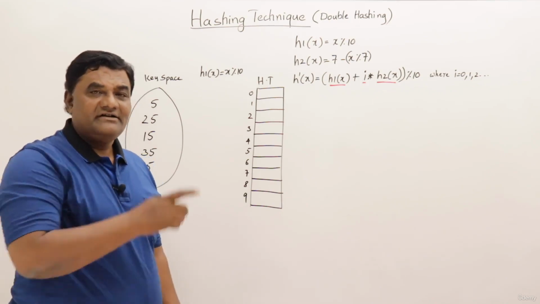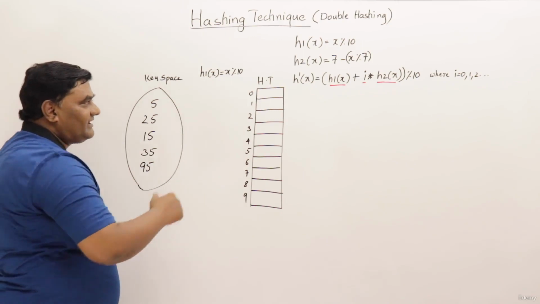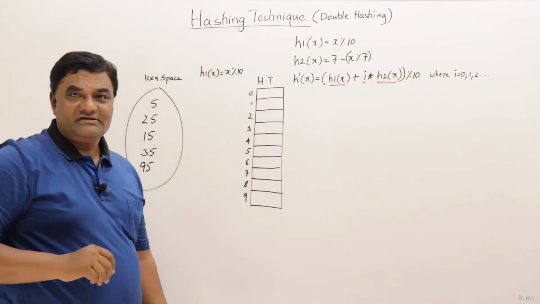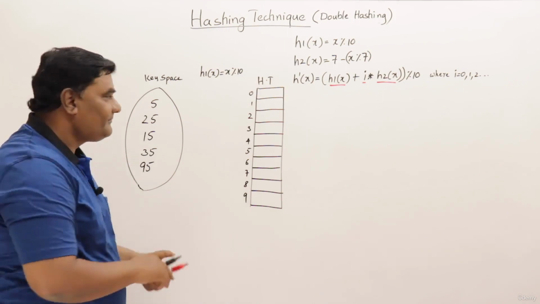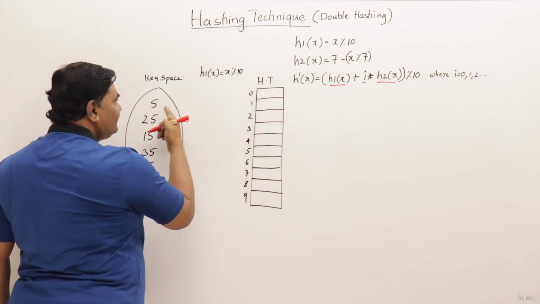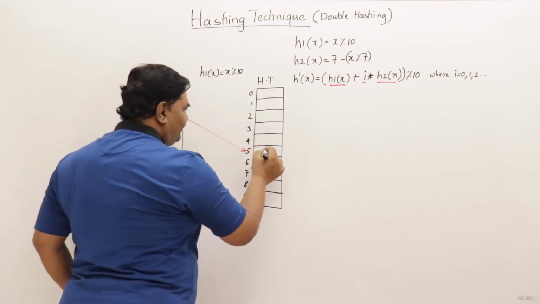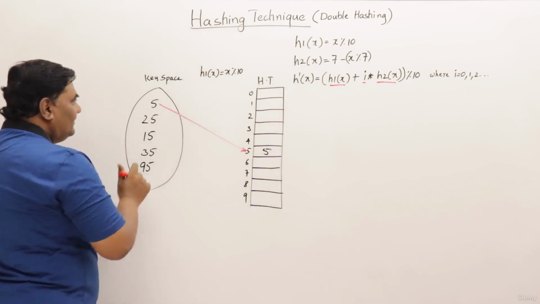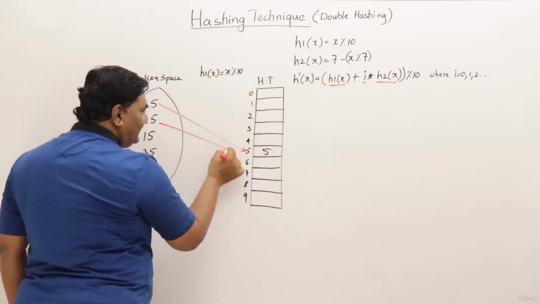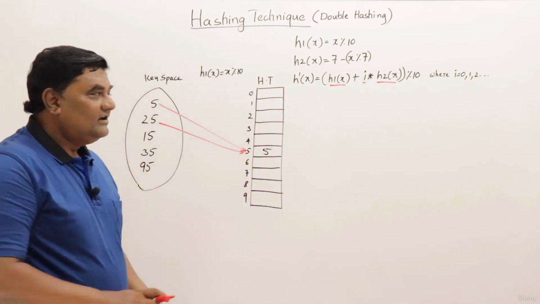So for demonstrating double hashing, I already have a key space and the hash table ready. Let us map these keys on the hash table using double hashing. So let us start. First key is 5. 5 mod 10 is 5 only. So this is mapped on location 5. So 5 is stored here. Then 25. 25 mod 10 is 5. So this is again mapped on the same location. So this is a collision.